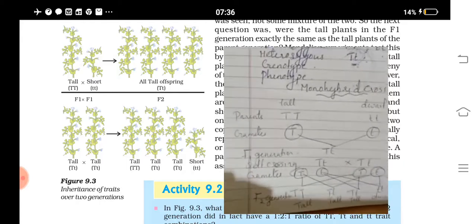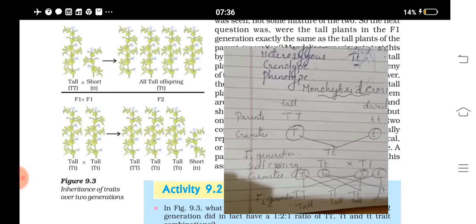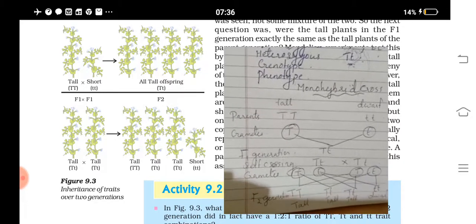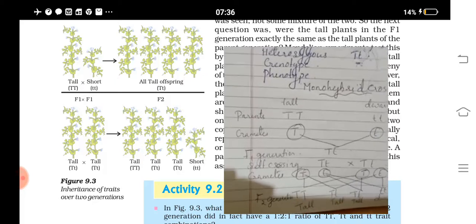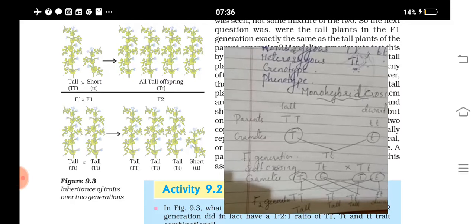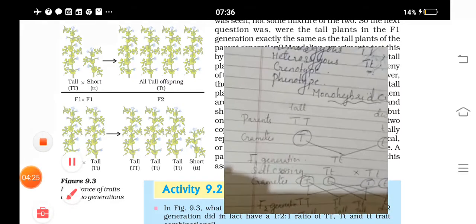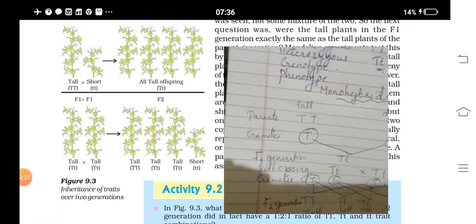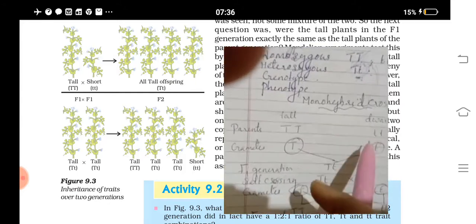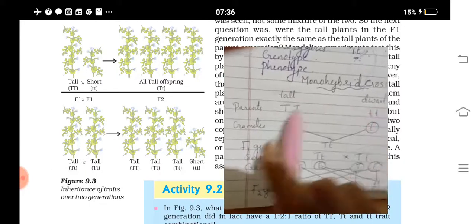So how did he get the homozygous parents? By self crossing for many generations. Self crossing was done for many generations, and that results in the formation of pure line plants. Understood? So pure line plants means what? Plants which are homozygous. So the homozygous plants are shown by capital T and small t. Understood? So these are the homozygous plants.